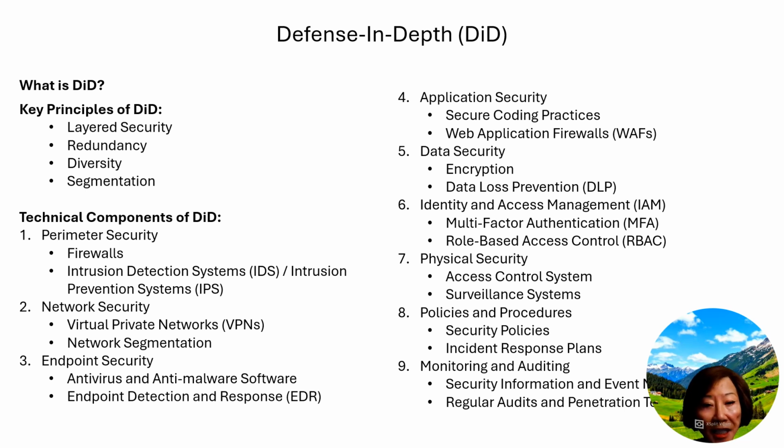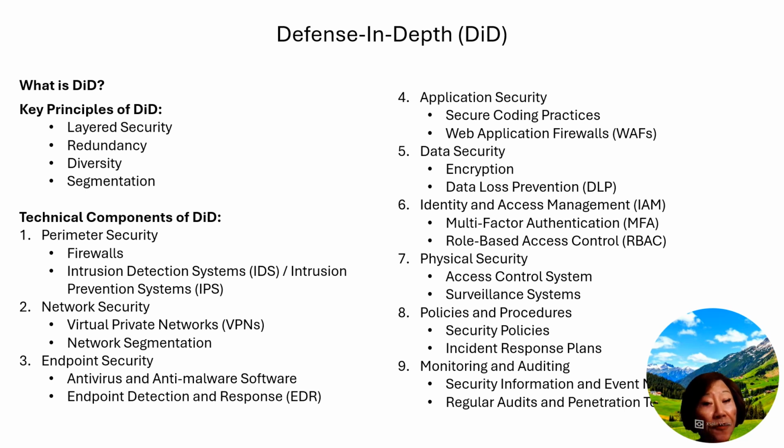Number 6, identity and access management, IAM in short. That refers to MFA, which we use a lot, multi-factor authentication, which requires multiple forms of verification before granting access. Role-based access control, RBAC, restricts access based on the user's role within the organization.